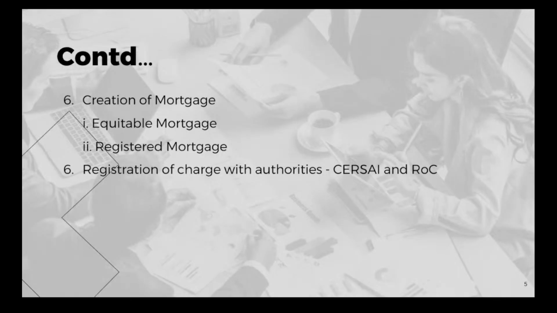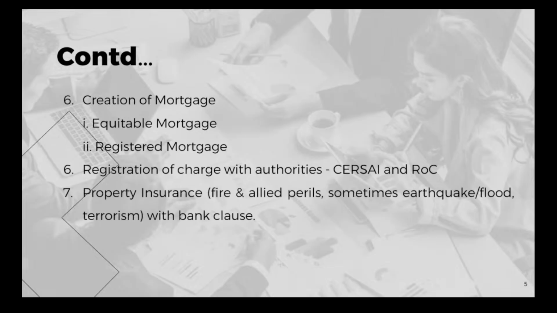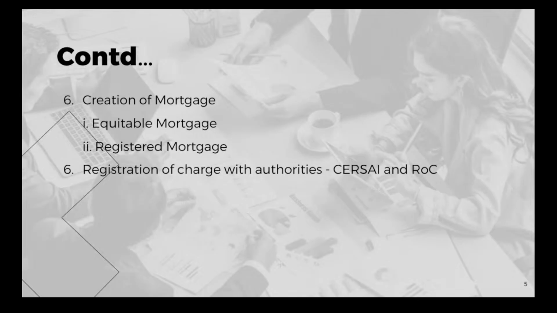After creation of the mortgage, we have to register the charge with authorities like CERSAI, and if it is a company, then we have to additionally register with the Registrar of Companies. Then we have to take property insurance, which includes fire and all those insurance with bank loss. Bank loss means that if something happens to the property, the insurance company will pay the bank whatever the insured amount is. So this property insurance has to be done by the borrower.